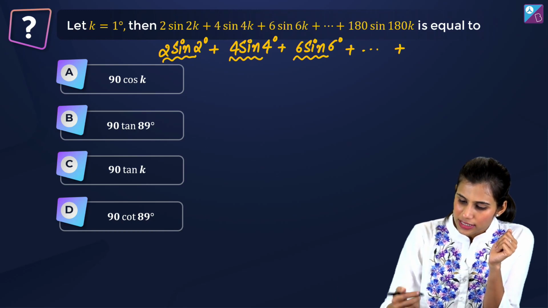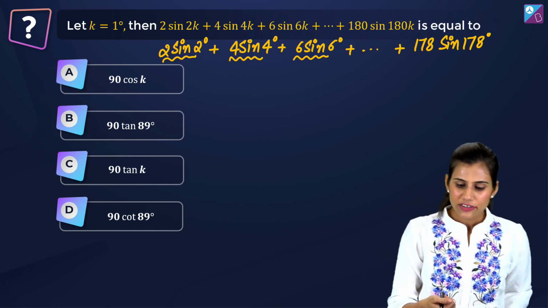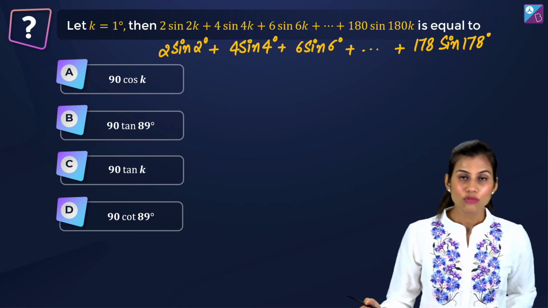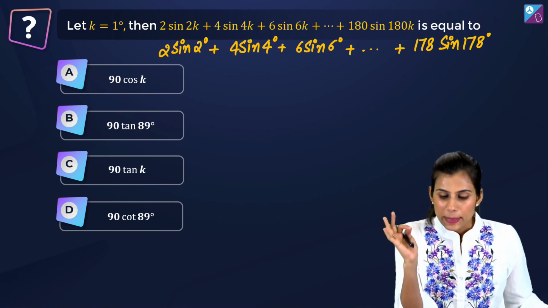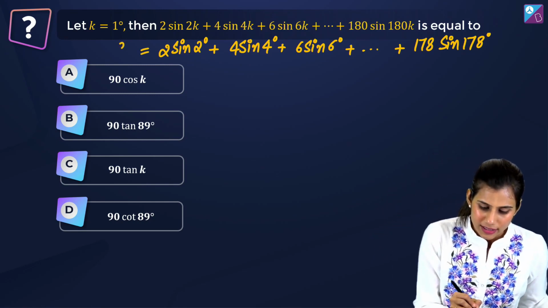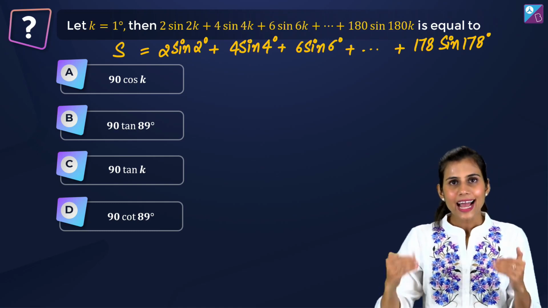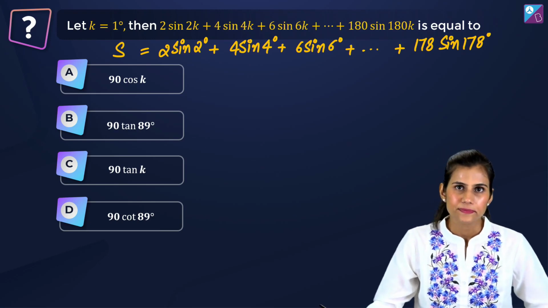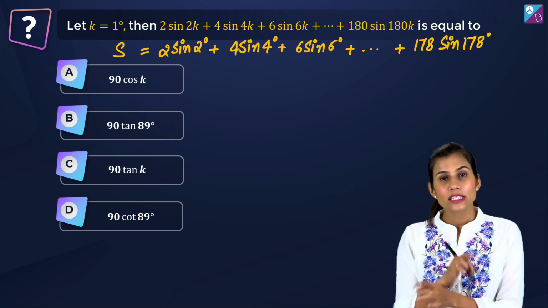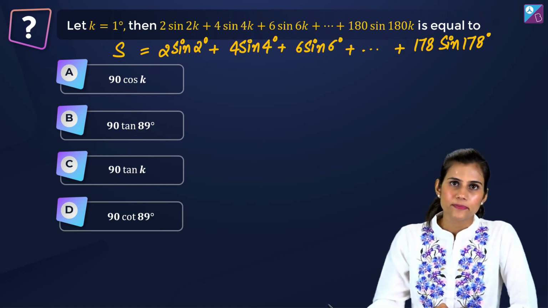178 times sine of 178 degrees. So this is your series whose value you want to find out. The trick of the trade that we are going to use here is that I will reverse the series and add it up with this one, or subtract depending upon what I need. All you have to do is reverse the series and operate it with this particular series.